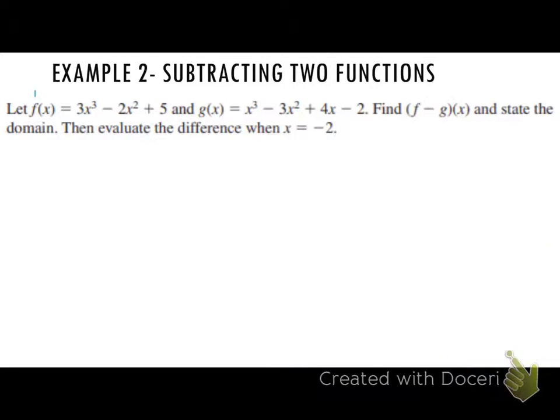Example 2. Subtracting. Let f of x equal 3x cubed minus 2x squared plus 5, and g of x equals x cubed minus 3x squared plus 4x minus 2. Find f minus g of x and state the domain. Evaluate the difference when x equals negative 2.